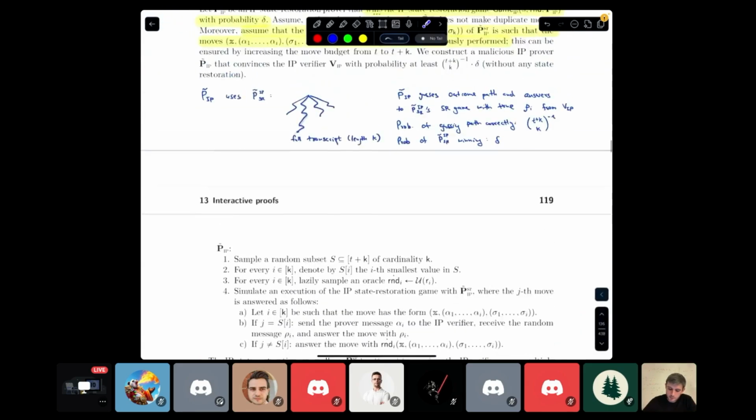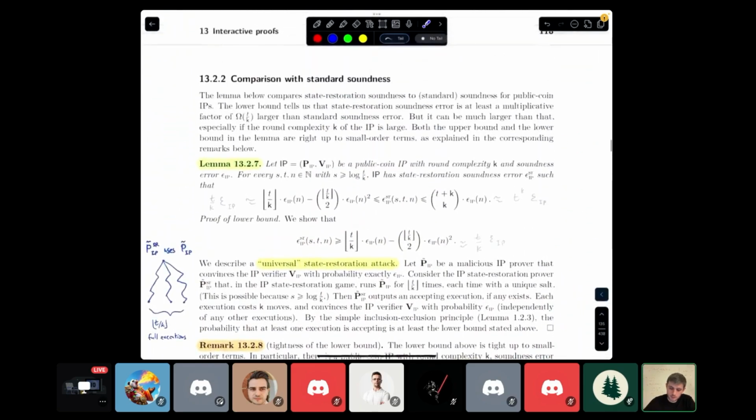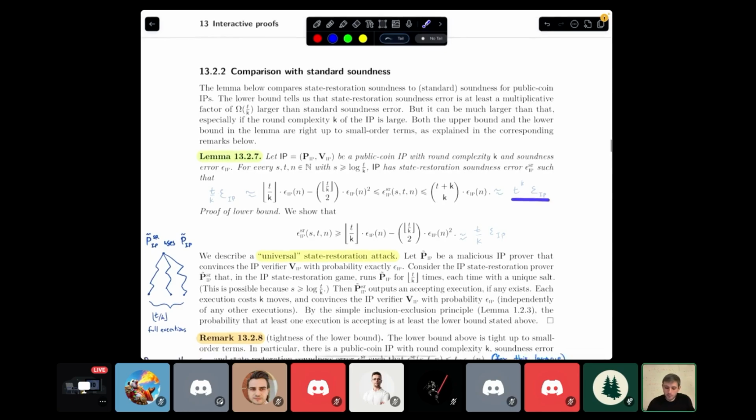Okay. Any questions about the two bounds that I just discussed? Okay, so the most important thing to remember is that state restoration soundness is not equal to the IP soundness, and moreover, there is quite a big gap between the state restoration soundness and the IP soundness. So when we think about state restoration soundness, it's better to prove that our construction has this state restoration function soundness as is, not go through this transformation.